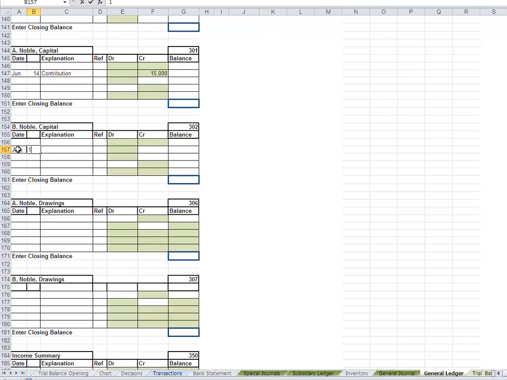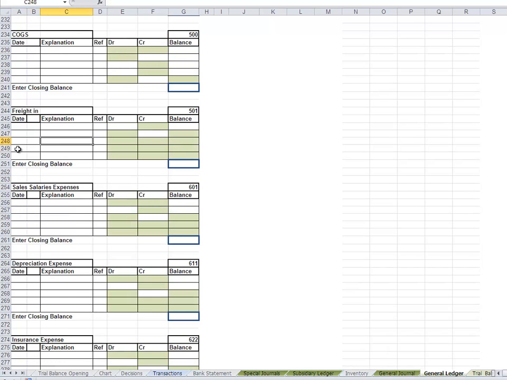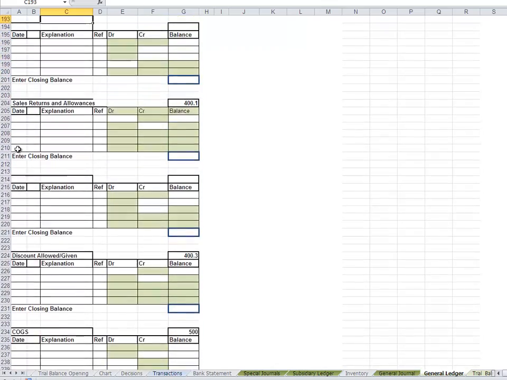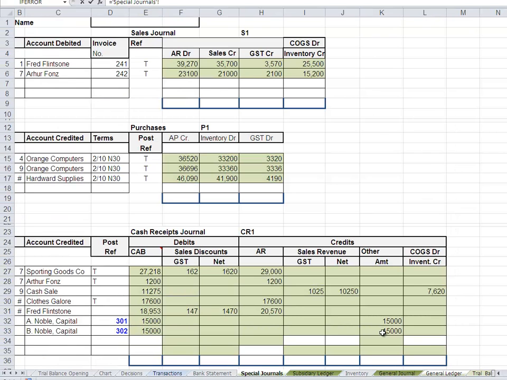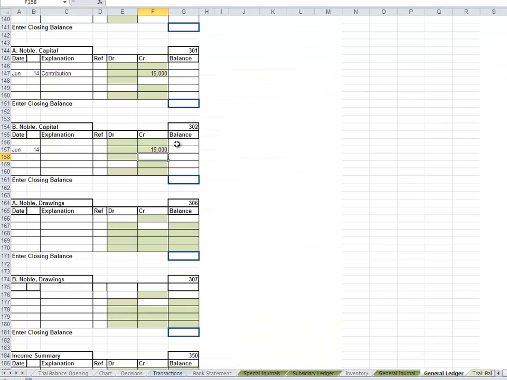June 14, and it's going to be $15,000 there. And again, that's come green. We'll need to put in the totals. I mean, I could go and put those totals in now.